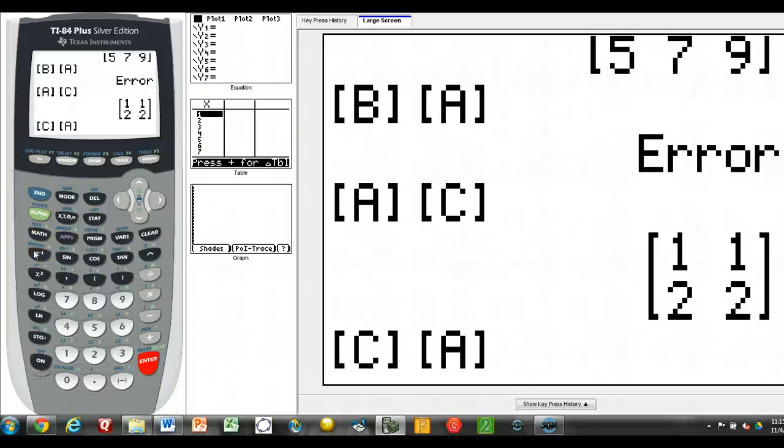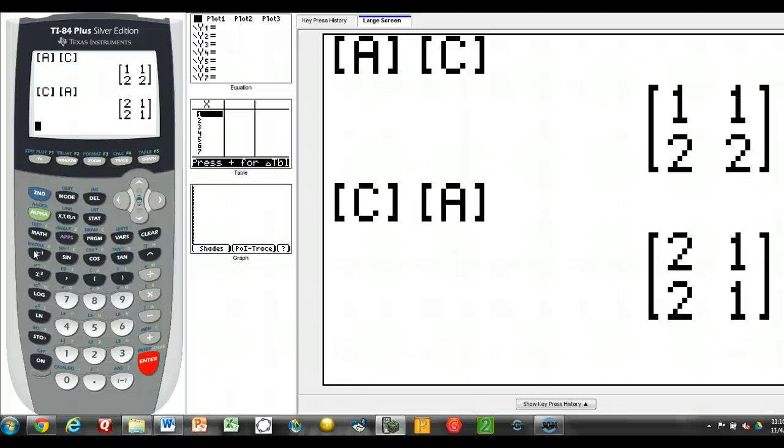So pull up matrix A. And notice we get something completely different. So here, this matrix represents the product of A times C, where this matrix represents the product of C times A. They're obviously not the same matrix. So what that means is that matrix multiplication is not commutative. So be very careful when you're multiplying. The order does matter, so be very specific.